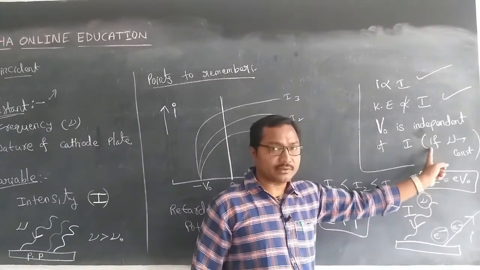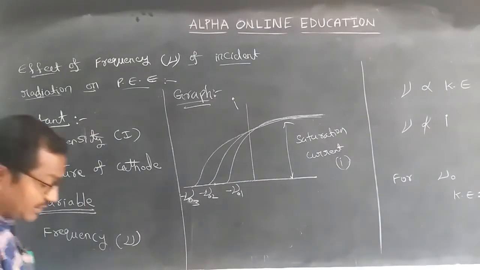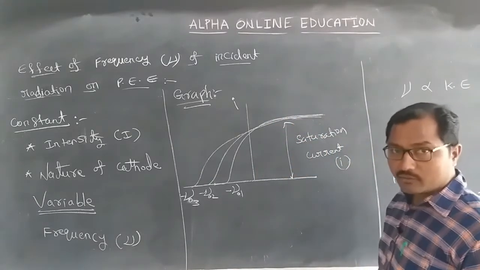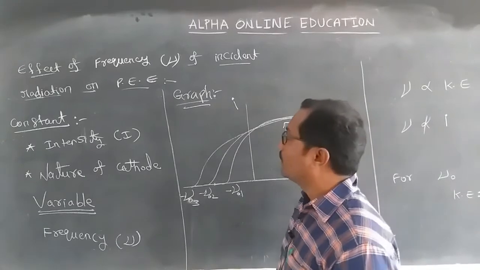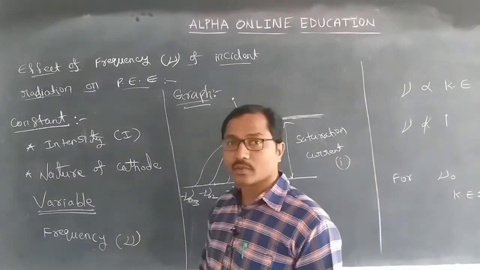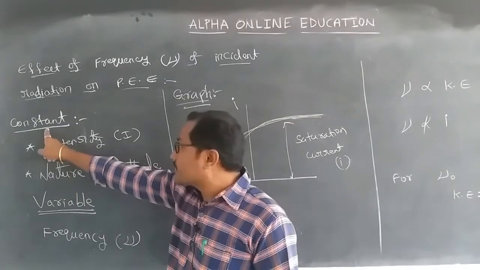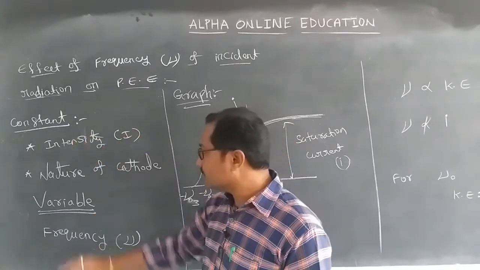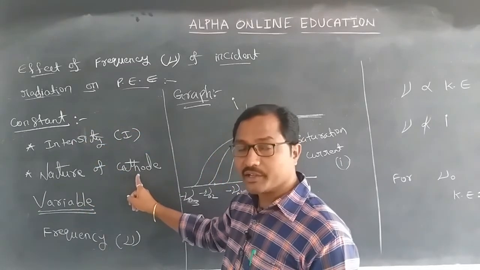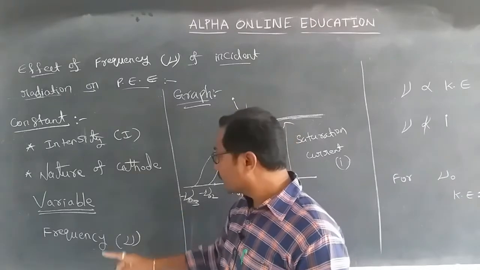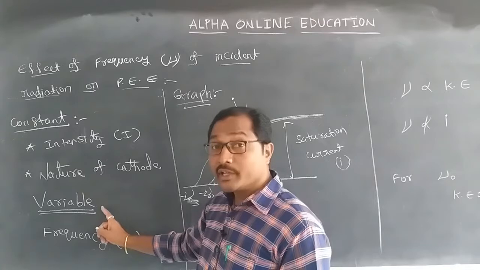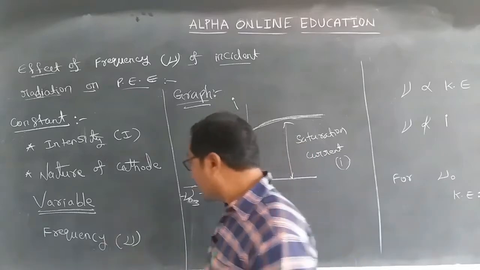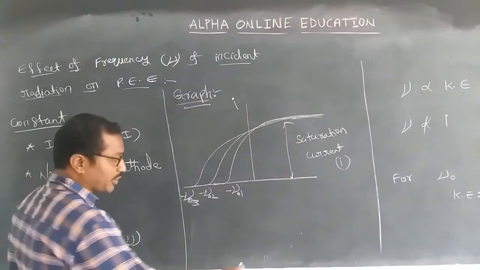This condition is a must. Coming to the next concept in the photoelectric effect: the effect of frequency of incident radiation on the photoelectric effect. Here, what are the constant parameters? First, the intensity of incident radiation is constant, as well as the nature of the cathode plate. What is the variable parameter? In this one we are going to change the frequency. Right, now in our understanding manner, I am going to explain that.